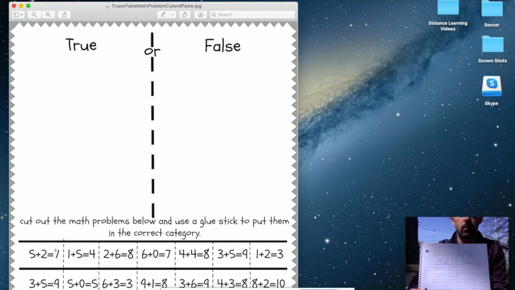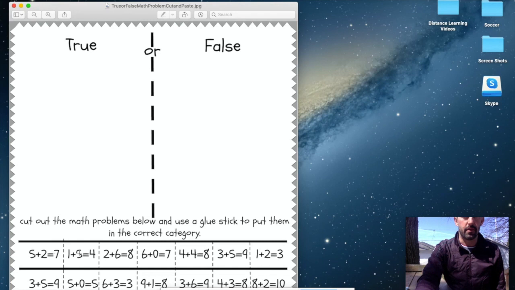Please continue that work with the remaining equations shown at the bottom of this worksheet. You've done a great job with your learning on the equivalence and exploring the equal sign. Great job today. Keep up the great work. Can't wait to talk to you all soon again.